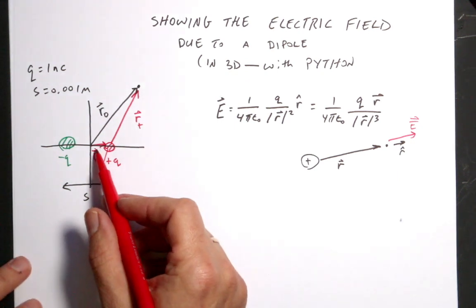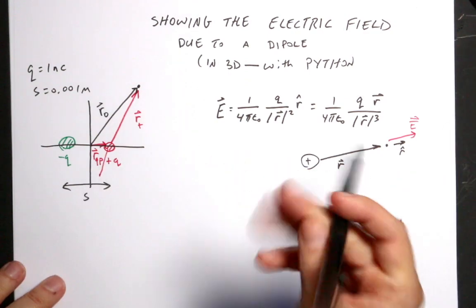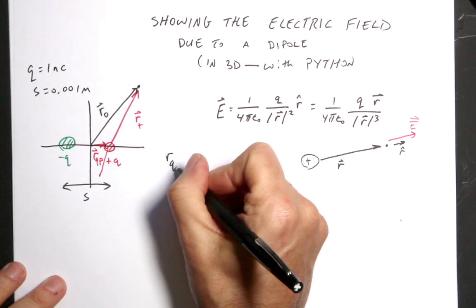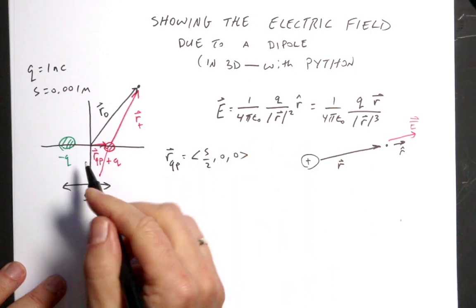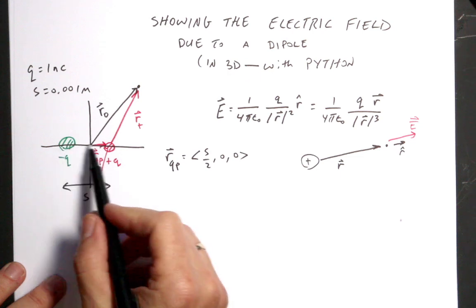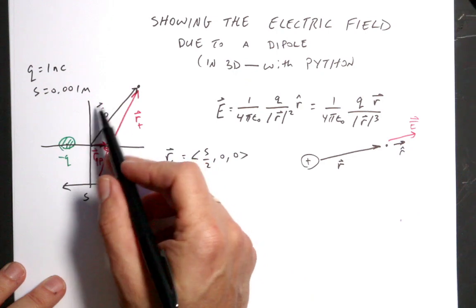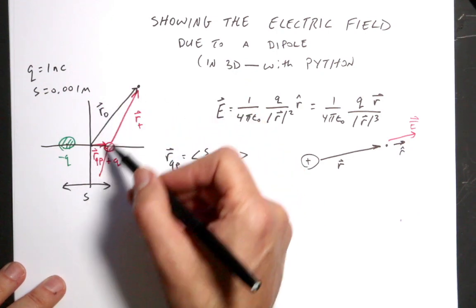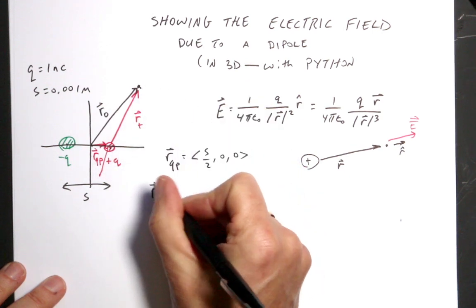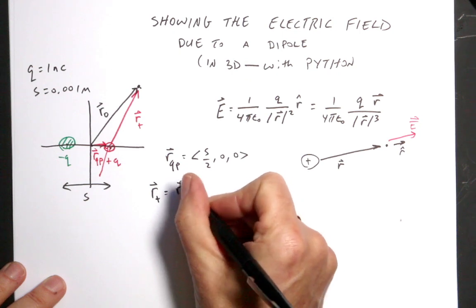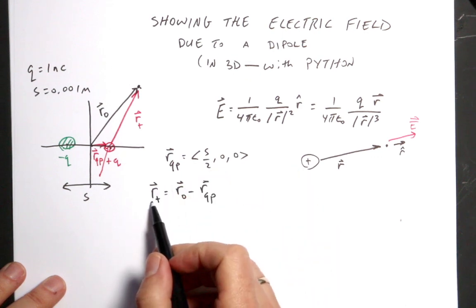So if I know r_QP, I do, because if this is centered at the origin, then r_QP is going to be the vector s over 2, 0, 0, right? Because if this is 0, 0, and this distance is s from here to there, then this is s over 2, so that's my value. And if I know some observation location, which can be anything right there, then what's this vector right here? It starts at the charge and ends at the observation location. So r plus is going to be r_O, the final, minus the initial r_QP. So I can find the value for r plus.